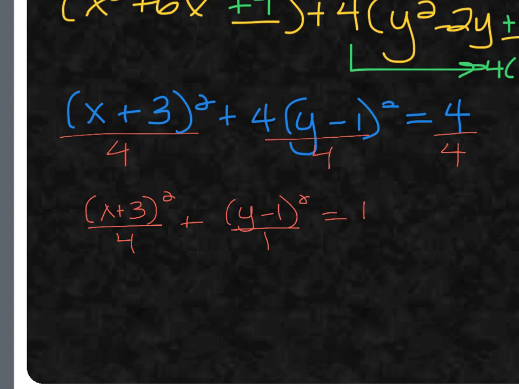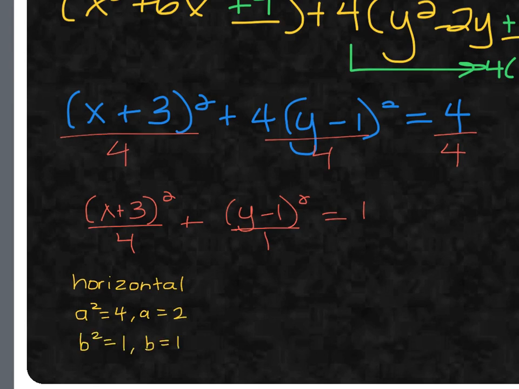Yep. Okay, so what kind of ellipse is this? Horizontal, because the larger denominator is under the x, right? Which means a squared is 4, making a 2. B squared is 1, making b 1.